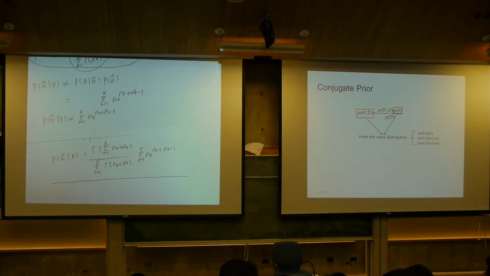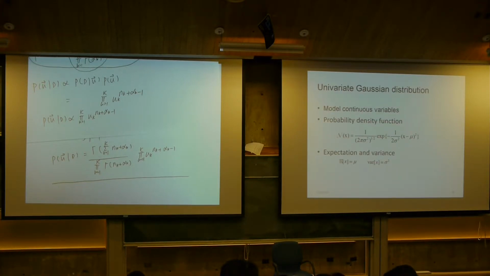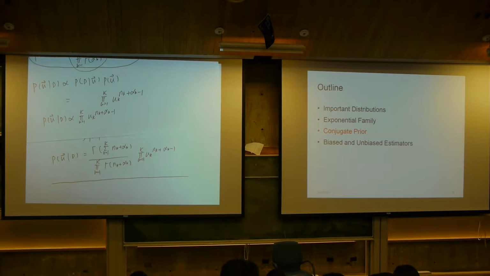Any questions here? What is gamma? Gamma is a function. Yeah, it's like this, in the right part. Any questions about the conjugate prior?